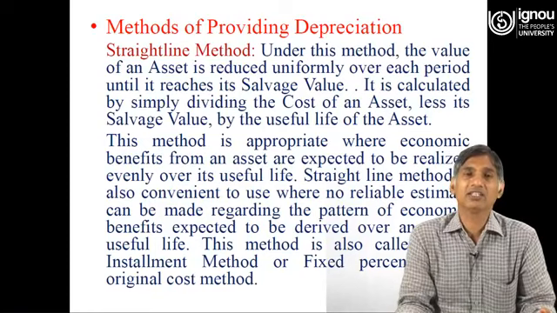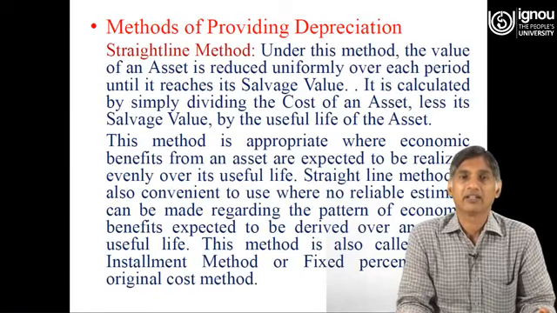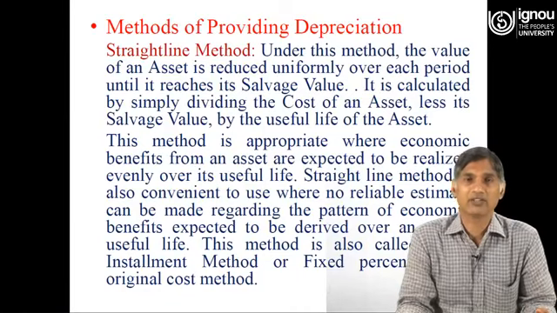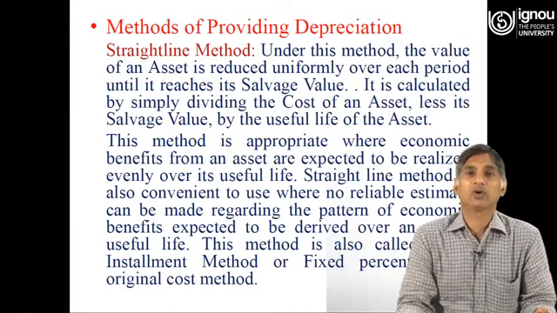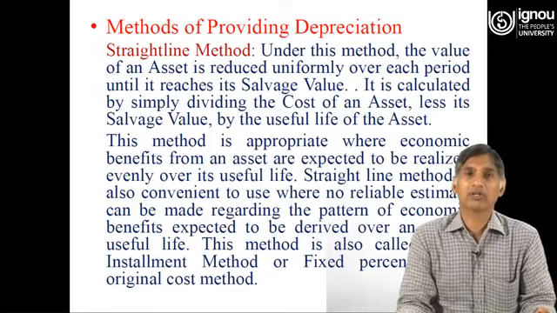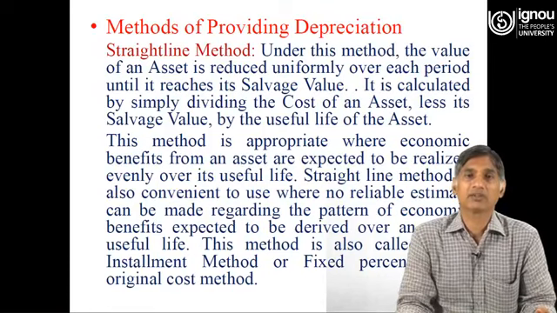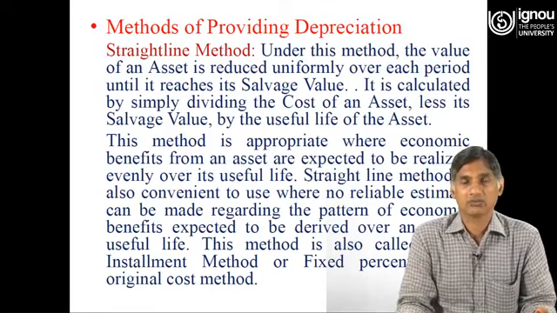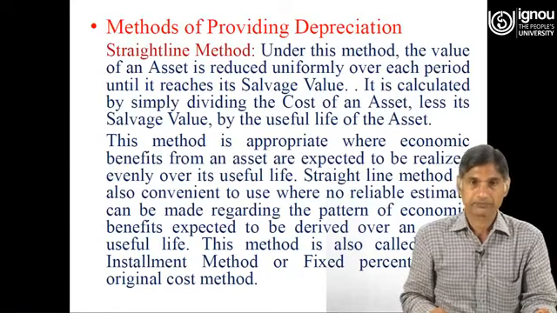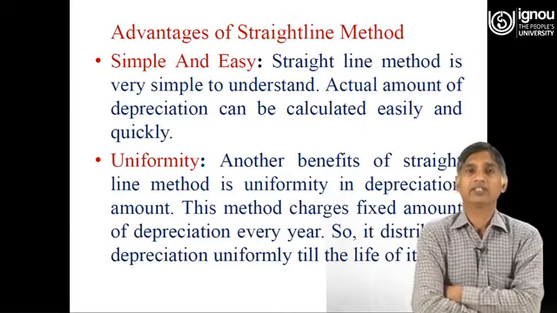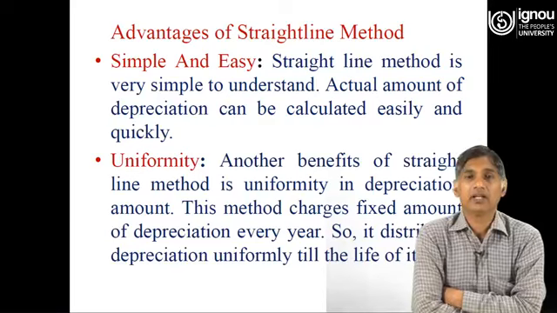And the second one is that no reliable estimate can be made regarding the pattern of economic benefits expected to be derived over an asset's useful life. This method is also called the fixed installment method or the fixed percentage on original cost method. Advantages of straight line method: simple and easy.